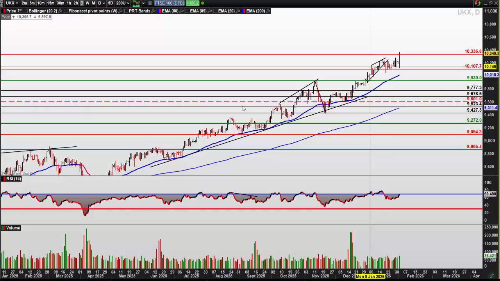Right, so okay. We've got strength in the indices. We've got strength in the dollar. I think the market's just breathing a sigh of relief in the dollar. And of course with geopolitics like Iran.